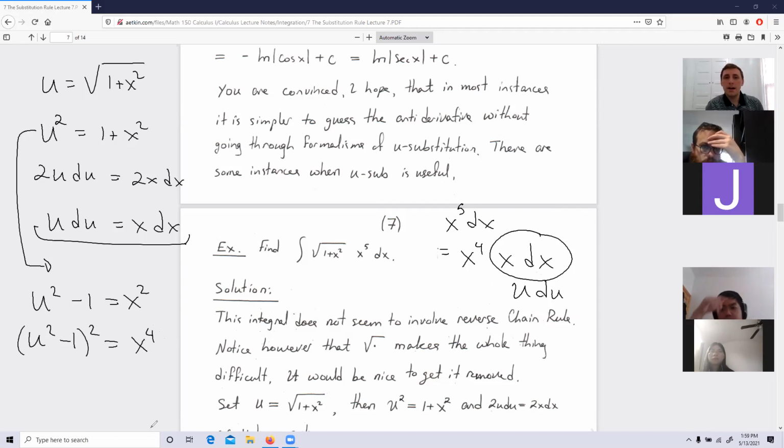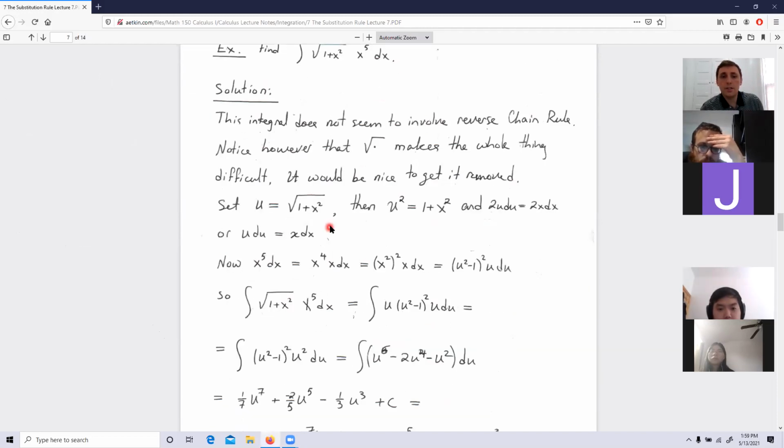Yes? I have it all typed below, so let me erase it and go down. Here it is, guys. Do you see this? X to the 5 dx is x to the 4 times x dx, which is x squared squared times x dx, which is u squared minus 1 squared times u du. So this entire expression becomes u times u squared minus 1 squared times u du. And then I multiply everything through. It's u squared multiplied by u squared minus 1 squared. So when I expand it, I get a polynomial in u, which is easy to integrate.